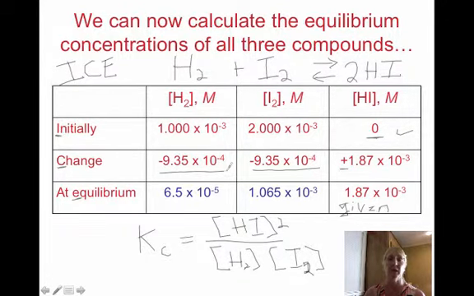If we know that the hydrogen iodide increased by 1.87 times 10 to the minus 3 molar, then each of these two substances had to decrease by half of that amount. So this number divided in 2 are these two numbers. And they're negative numbers here because the initial amount loses this amount to give you the equilibrium amount.